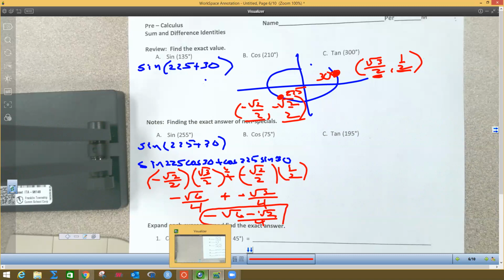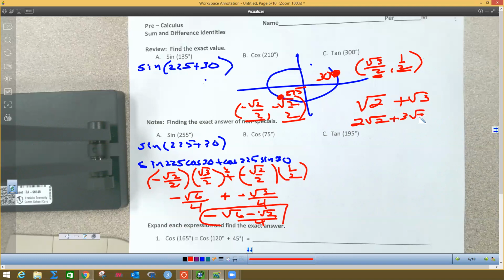You cannot add radicals that aren't the same. Just to remind you of how radicals add, if you have radical 2 plus radical 3, you can do nothing with that. If you have 2 radical 2's plus 3 radical 2's, you can add the coefficients of the radicals, and that's 5 radical 2's.